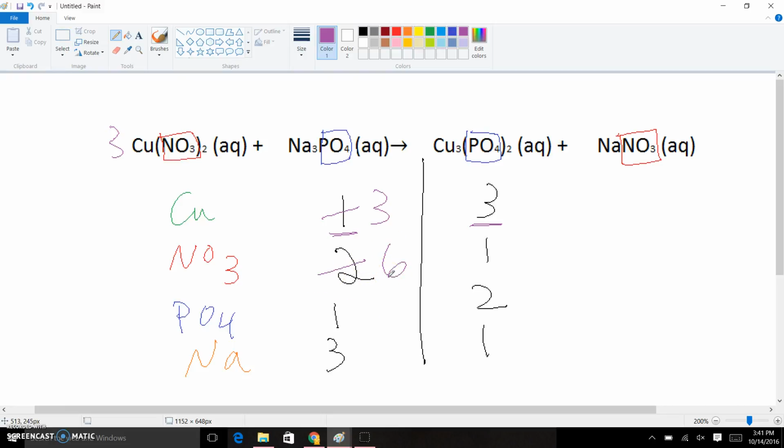I have 6 nitrates on the left, and I'll have to get 6 on the right, so I'll put a big 6 out front. That way I've got 6 nitrates here, and that also creates 6 sodiums. I need to get 6 sodiums on the left, so in order to do that I have to put a big 2 here. 2 times the 3 makes 6 sodiums on the left, but it also creates 2 phosphates, and now I can see I've got the same numbers on the left and the right, so I have a balanced equation. With 3, 2, 1, if you want to put a 1 there, 6, balanced equation.